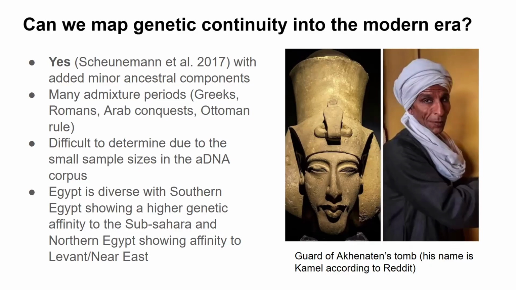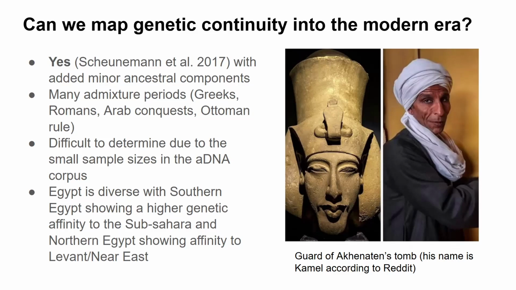Another thing, Egypt is very diverse. Most of the samples we have are from North Egypt, so it's closer to the Mediterranean. So you're just going to have more trade, more population mixing. For that reason, it's definitely a little biased towards Northern or Lower Egypt. Although Southern Egypt likely has a higher genetic affinity to Sub-Saharan Africa, since it's closer to Sudan, with the north showing affinity to the Levant.